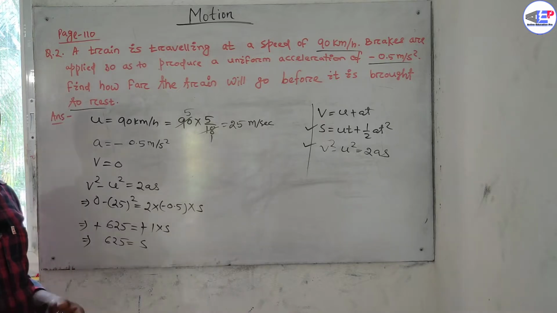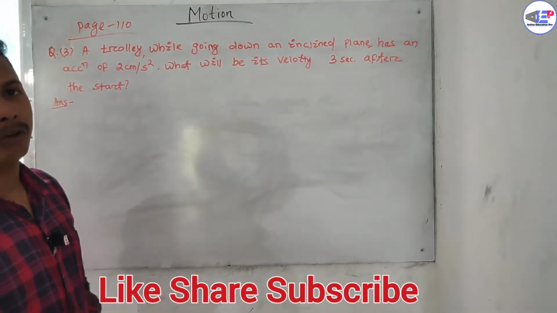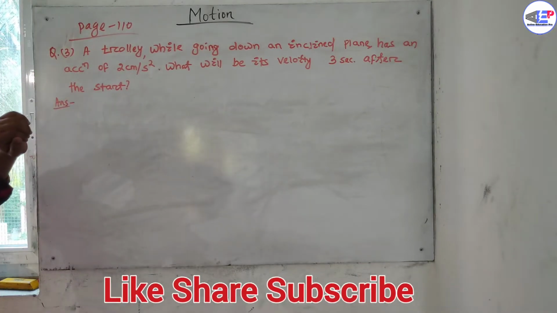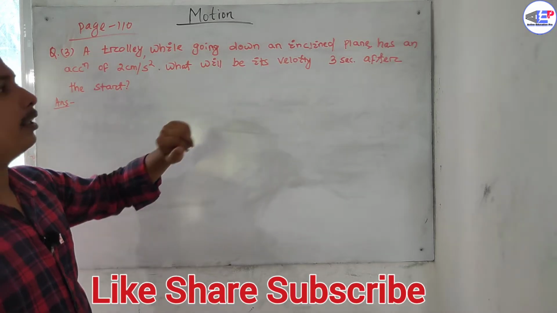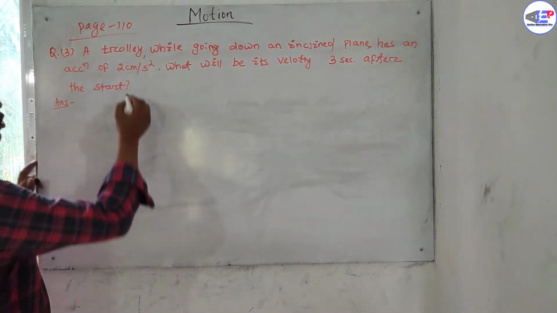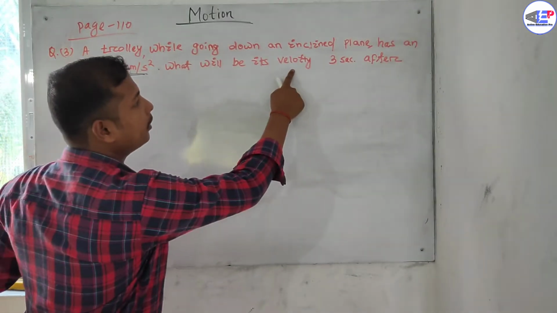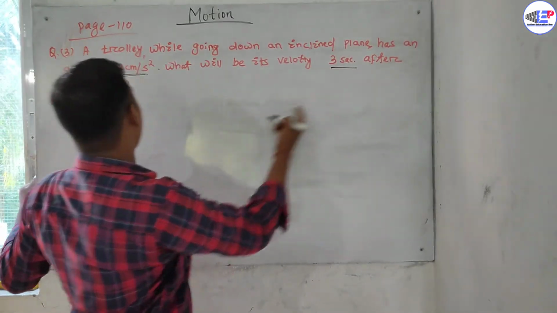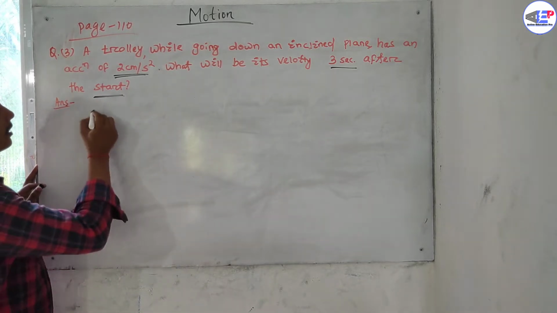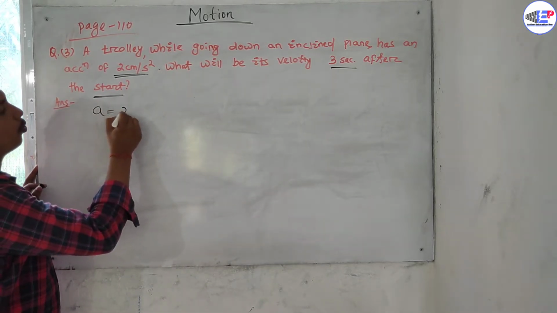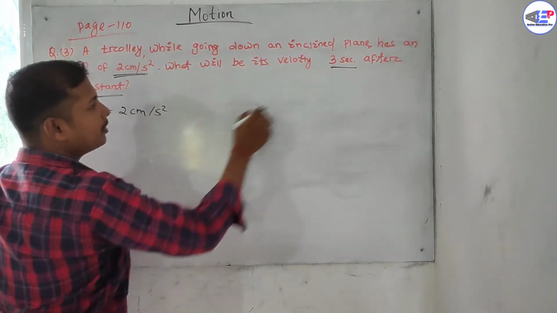Let us do another example. Let us do another question from the same page number. The question is, a trolley while going down an inclined plane has an acceleration of 2 cm per second square. What will be its velocity 3 seconds after the start? Here it is given that acceleration is 2 cm per second square, time is 3 seconds.